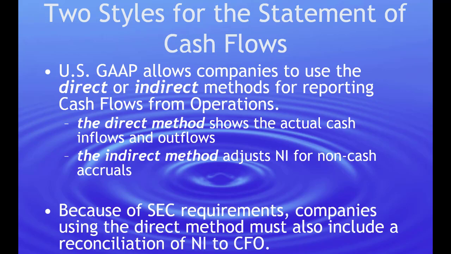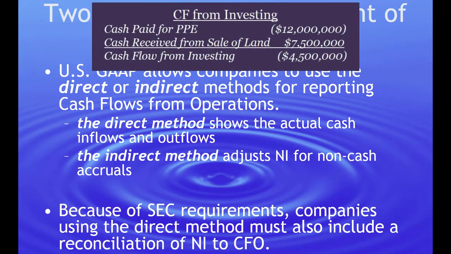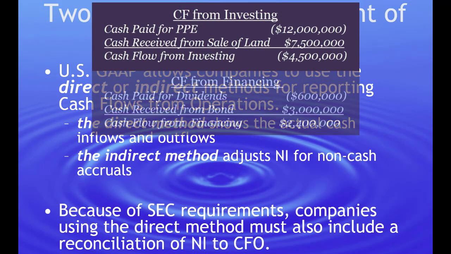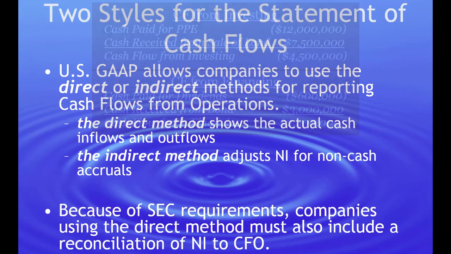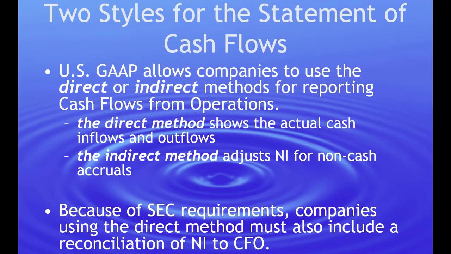section. They also list cash flows as cash paid for PP&E, cash received from sale of land, cash paid for dividends, cash received from issuance of bond. But the SEC doesn't like that method. So FASB prefers direct. SEC likes indirect.